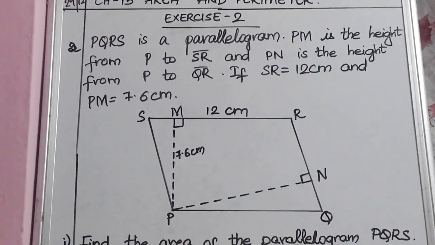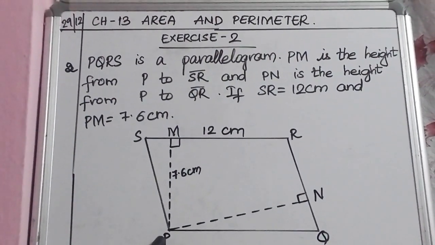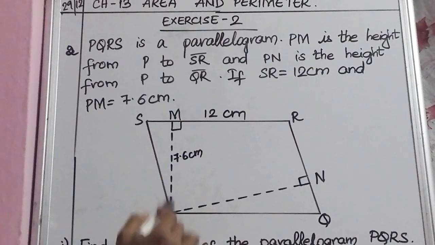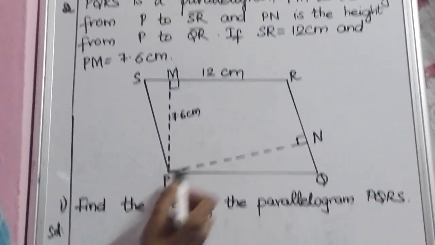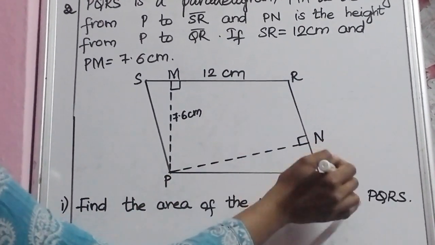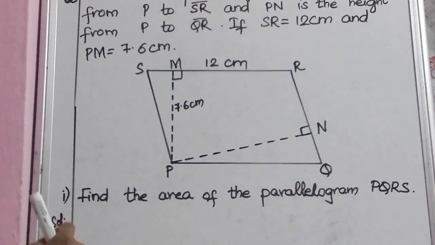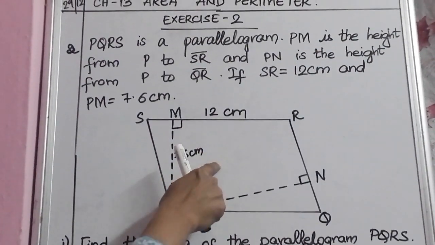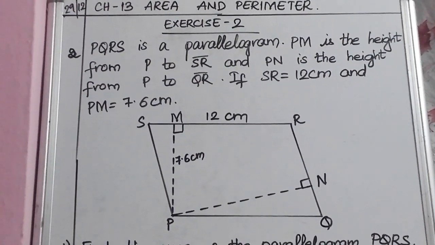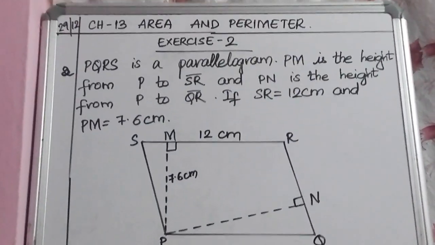Okay, let us continue with exercise 2, second problem. Let's read the question. PQR is a parallelogram. PM is the height from P to SR. This is the height. And PN is the height from P to QR. If SR is 12 centimeters and PM is 7.6 centimeters, they have given you the first bit. Find the area of the parallelogram PQRS.